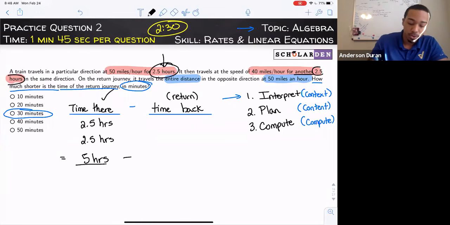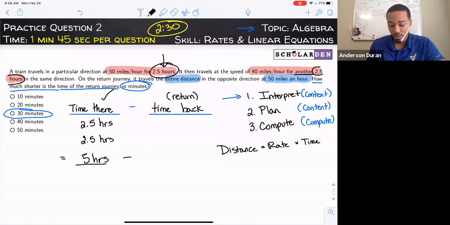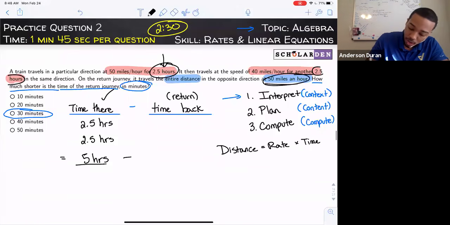So here's where I'm going to introduce this formula that you're gonna wanna use when dealing with rates. The formula for rates is distance equals rate times time. And so if we want to know how much time it'll take us to get back, well, we see here that he travels at 50 miles an hour. So return trip, I'm going to write that in blue.